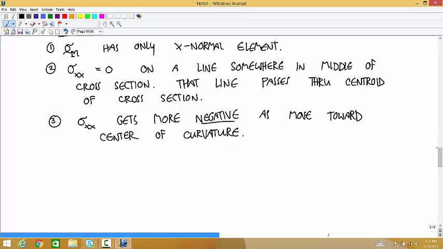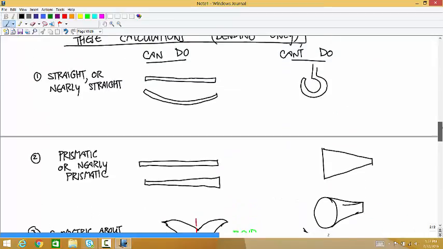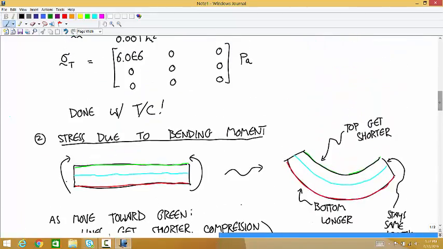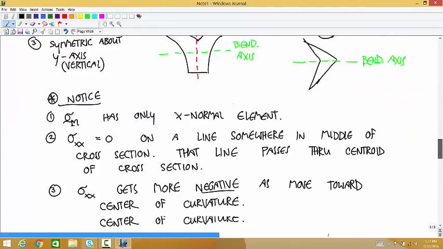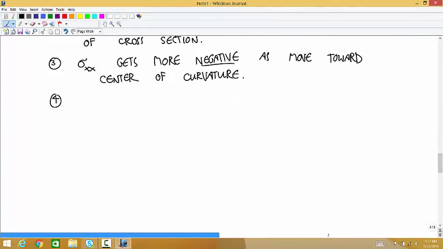So the center of curvature, let's go back up to this picture of the curved beam. When you deform this, you get part of a circular shape, and that circle has a center. And that center of that circle is the center of curvature. So as you go closer to the center of curvature, the values of the stress get more negative. And then 4, you get more positive as you move away from the center of curvature.